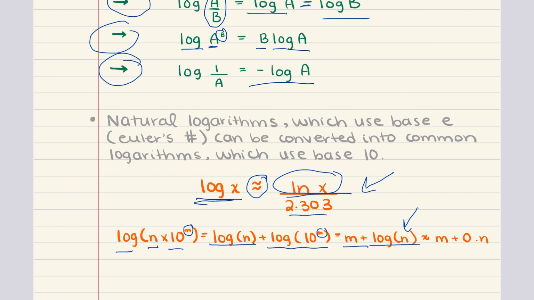The closer n is to 1, the closer log n will be to 0. And the closer n is to 10, the closer log n will be to 1. So then, as a reasonable approximation, we can write that log of n multiplied by 10 raised to the power m is equal to m plus 0.n. This is going to be really useful in pH calculations in the chemistry section. So keep that in mind.